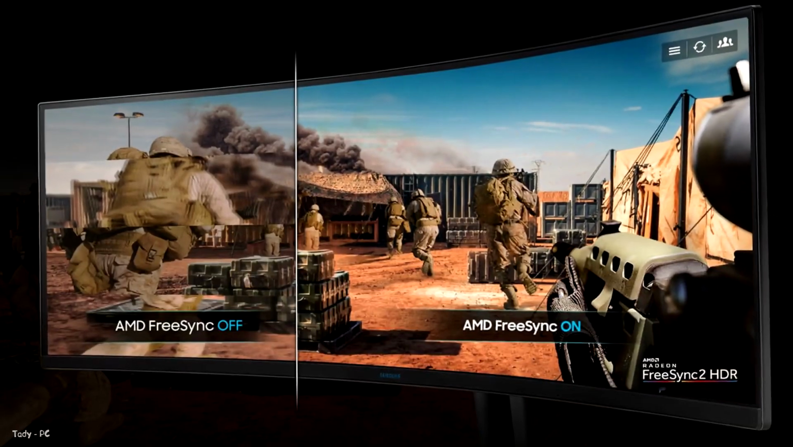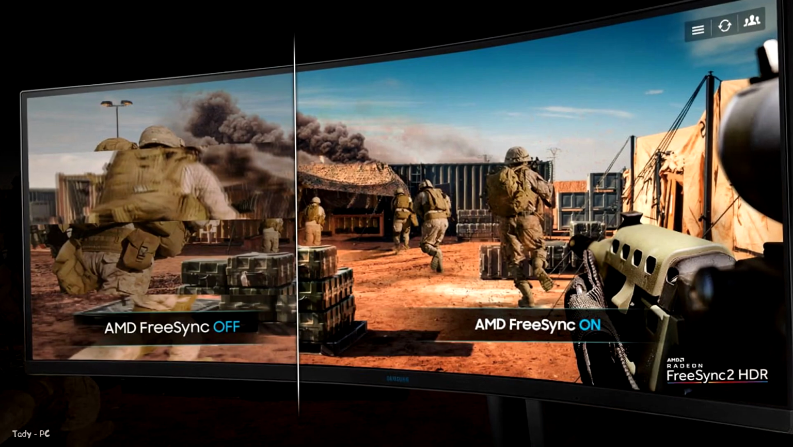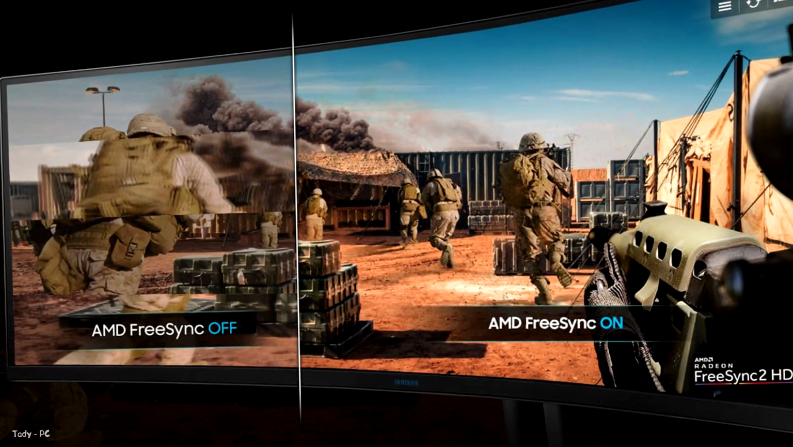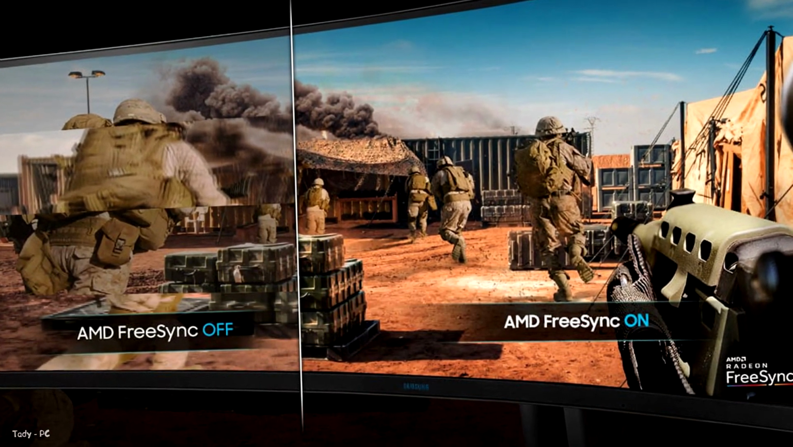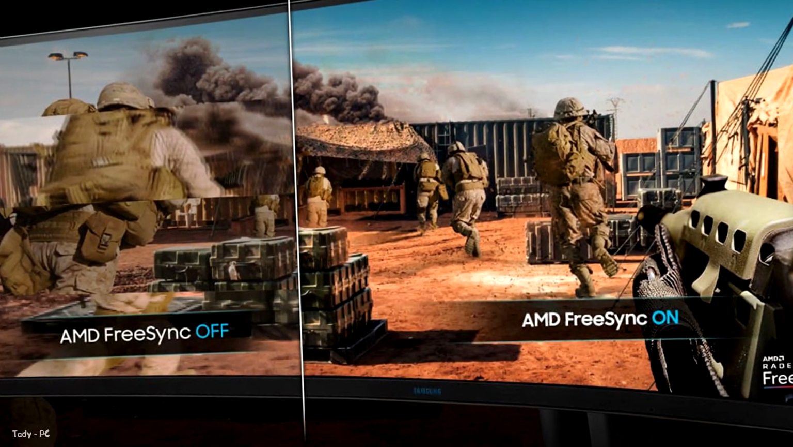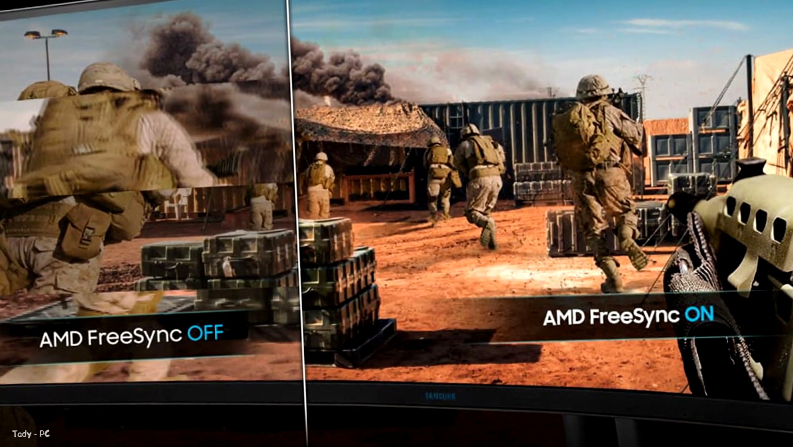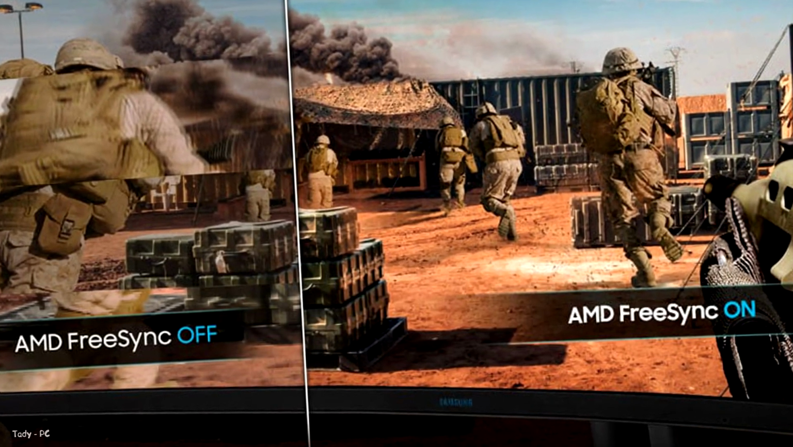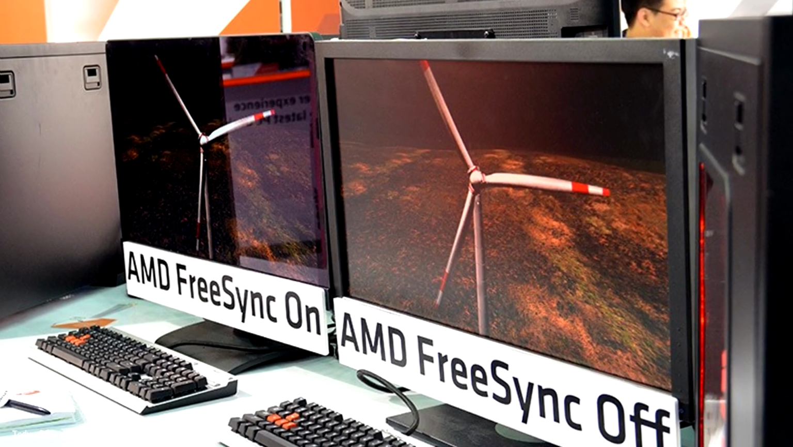AMD FreeSync builds upon Video Electronics Standards Association's adaptive sync standard of variable refresh rate displays. What this means is that it is not really a proprietary technology, but an open-source one. Anyone can make a display capable of variable refresh rate by using Video Electronics Standards Association's adaptive sync standard, and it then has to go through a rigorous certification process conducted by AMD, which then allows the monitor to be FreeSync compatible.